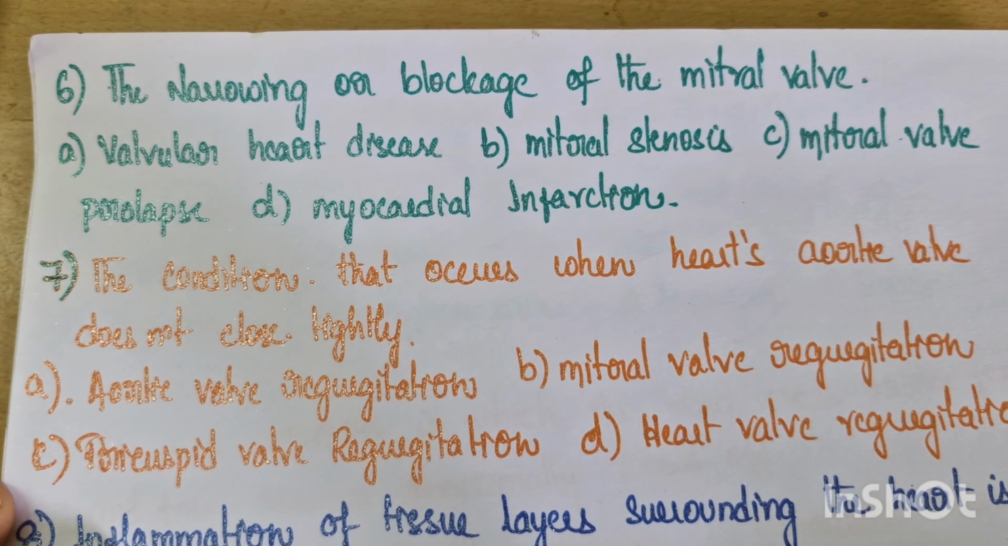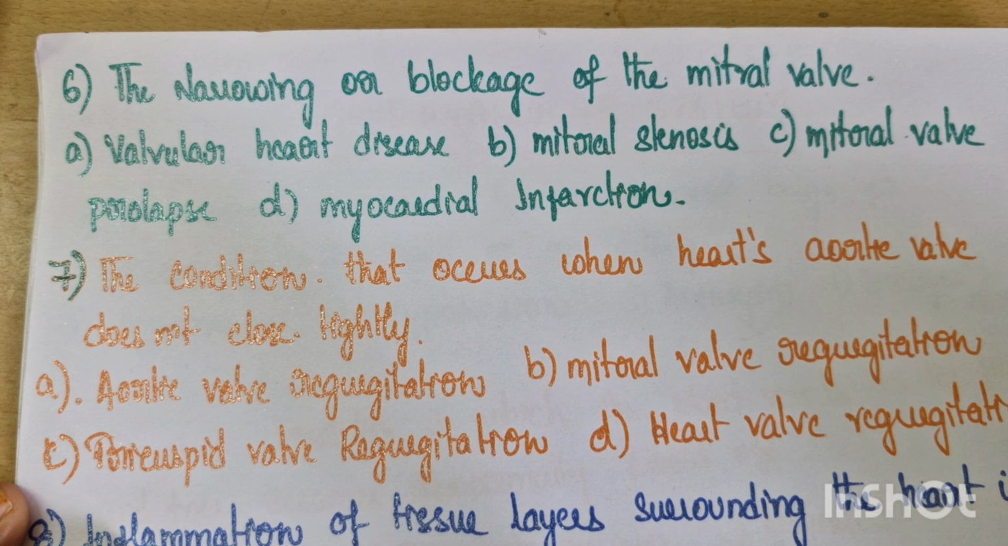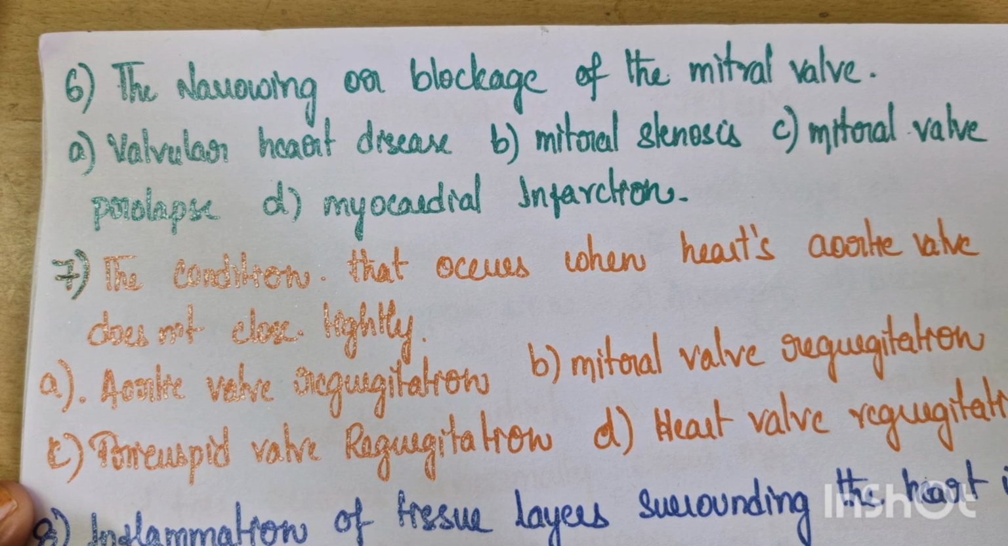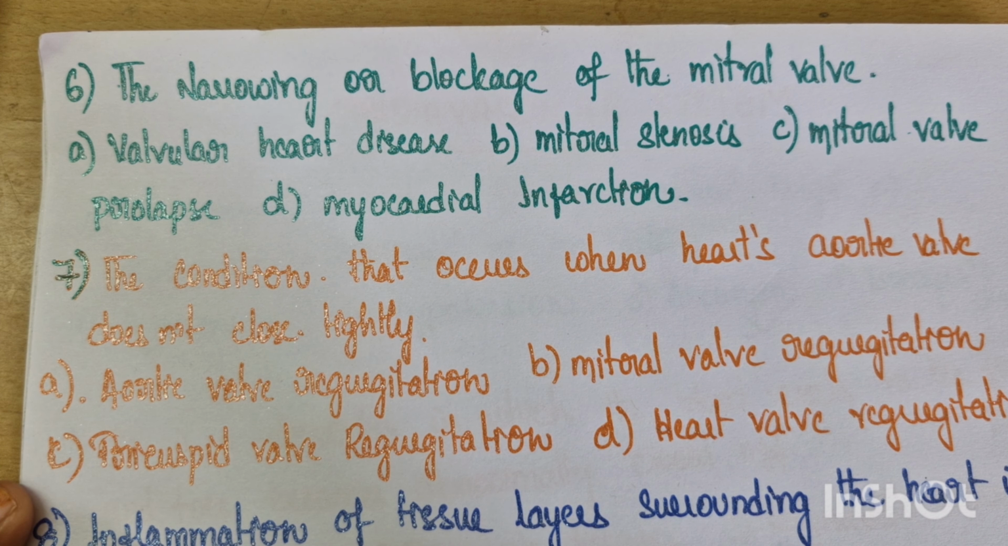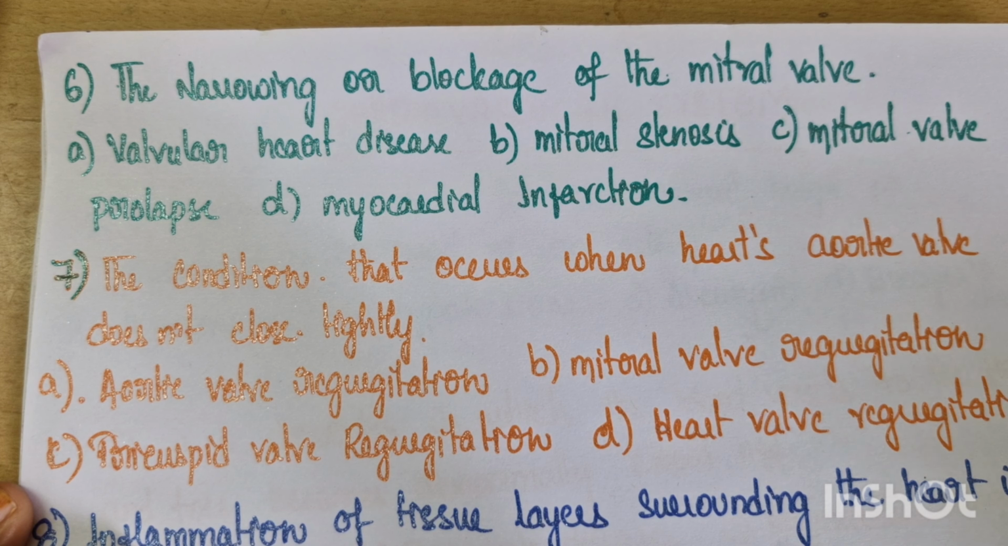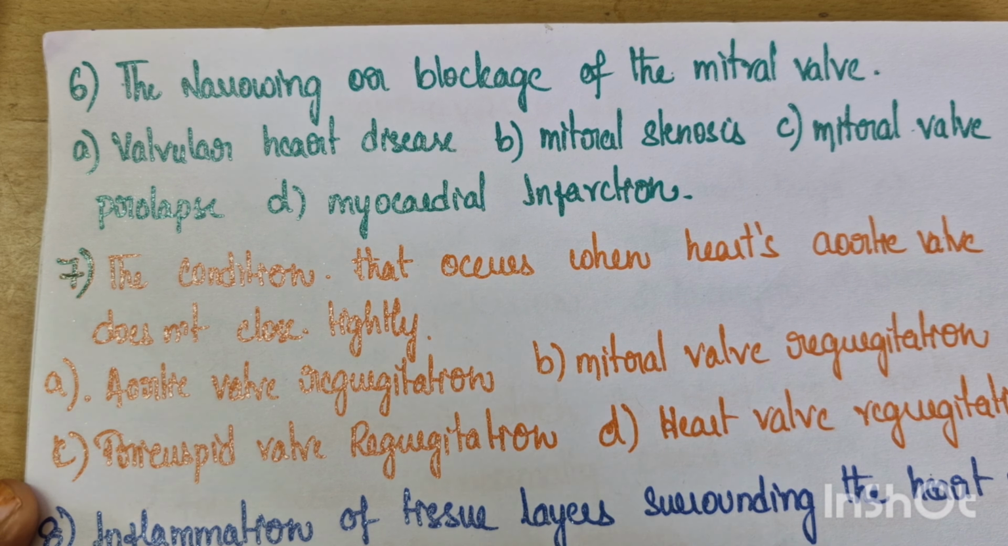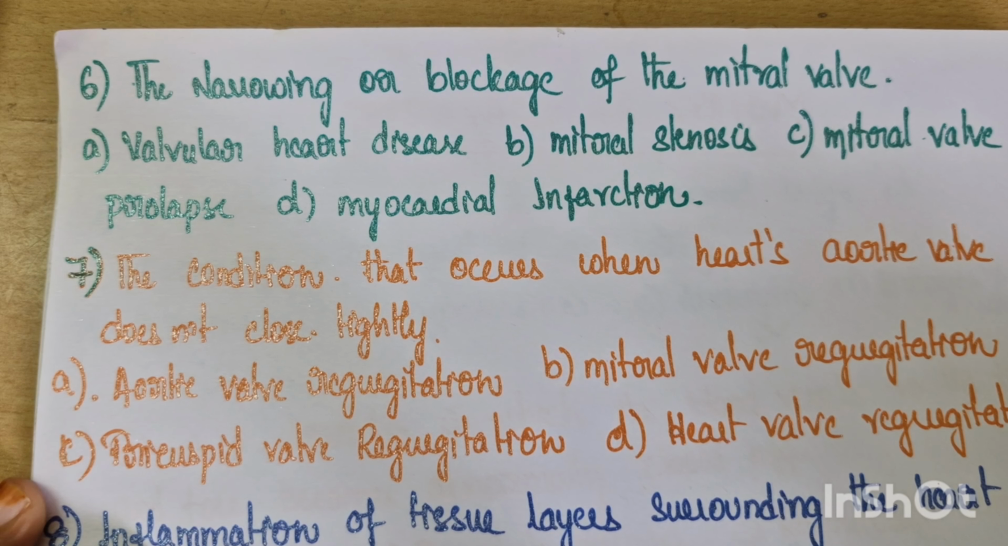And the next question is: the narrowing or blockage of the mitral valve. Okay, so narrowing or blockage of the mitral valve, I have told you. Okay? On the left side the mitral valve, and the tricuspid valve will be present. So if the mitral valve narrows, or there is blockage or obstruction of the valve, what is that condition called? They have given the options like valvular heart disease, mitral stenosis, mitral valve prolapse, myocardial infarction. Okay, so what could be the answer? Just guess and tell me.